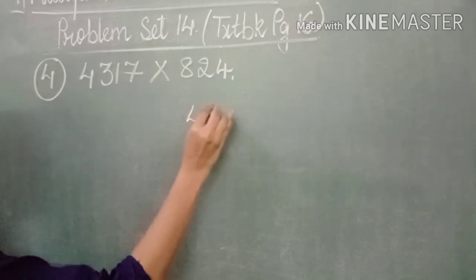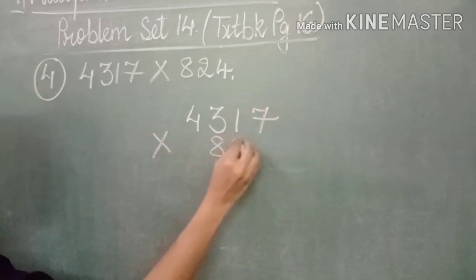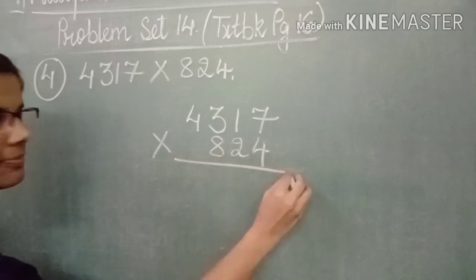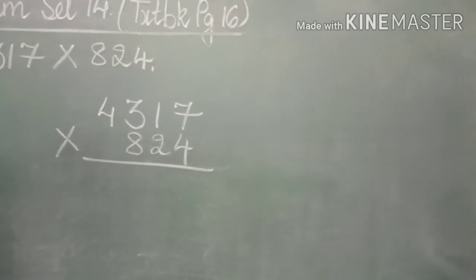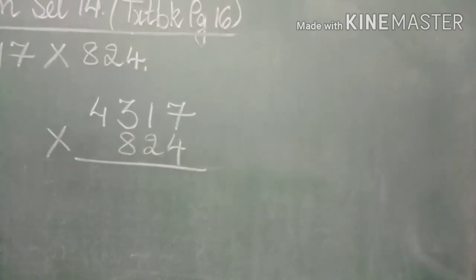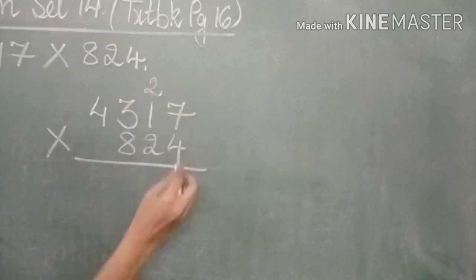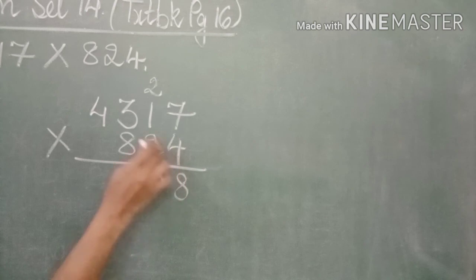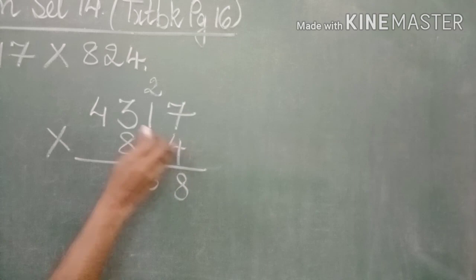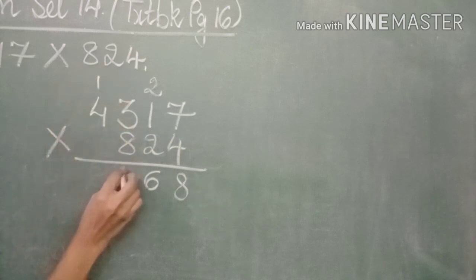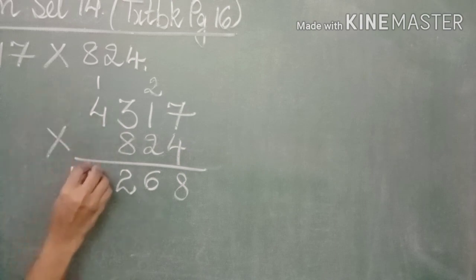First we are going to write 4,317 multiplied by 824. Okay. Now 7 4s are 28. 4 1s are 4 plus 2 becomes 6. 4 3s are 12. 1 carried up, 2 written down. 4 4s are 16. 16 plus 1 becomes 17.